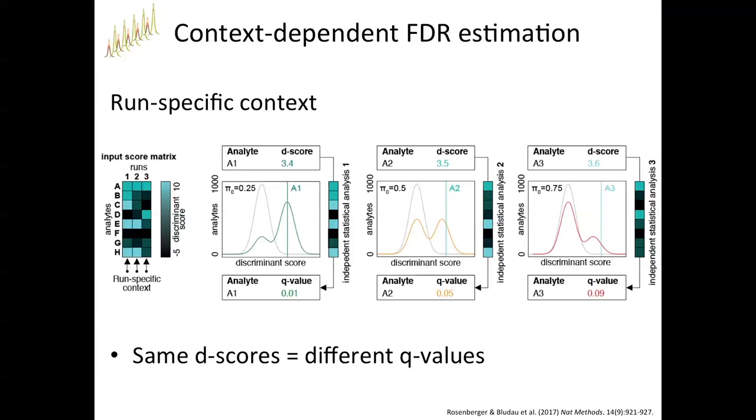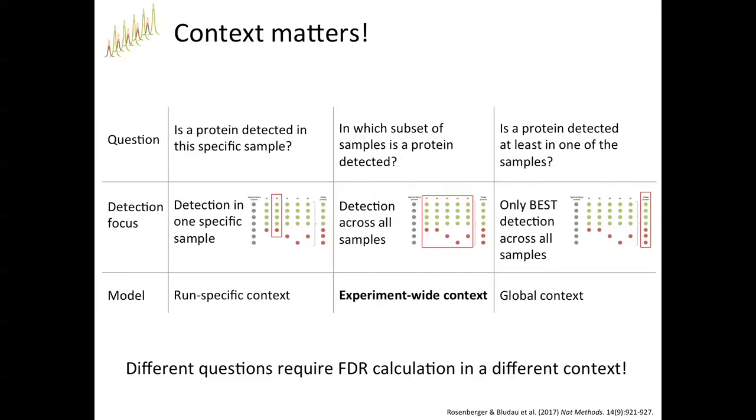If your pi 0 is getting even bigger, you will see that a similar D-score will end up with a way worse Q-value. So here, this means that the same D-score can have very different Q-values. But if you're interested only in one sample, this is totally fine. But now the question is, okay, what if I want to determine in which subset of samples I can detect a protein?